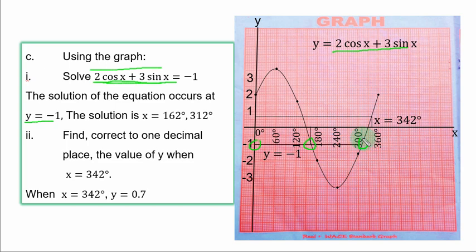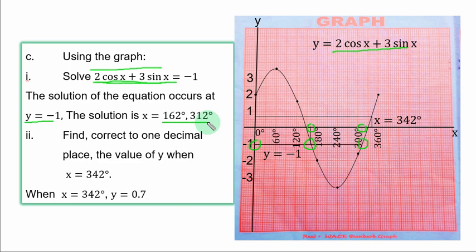Remember earlier I stated that on the x-axis one line is 6 degrees. Now from 120 degrees, if you count to this place that the line falls on, you have 162 degrees. And when you count from 300, you have 312 degrees as the solution of the equation.